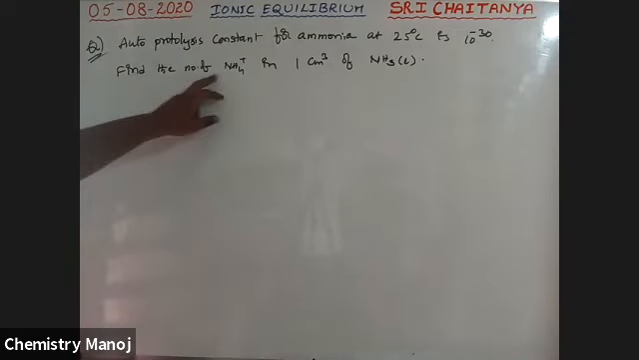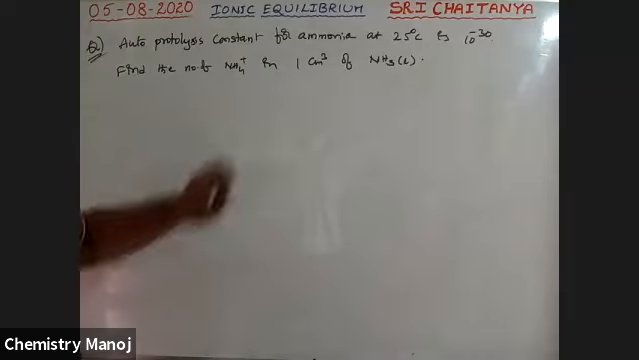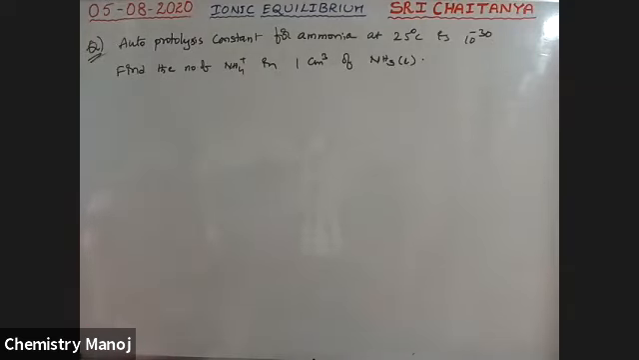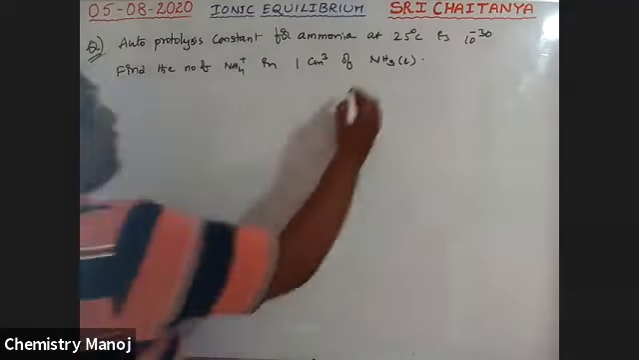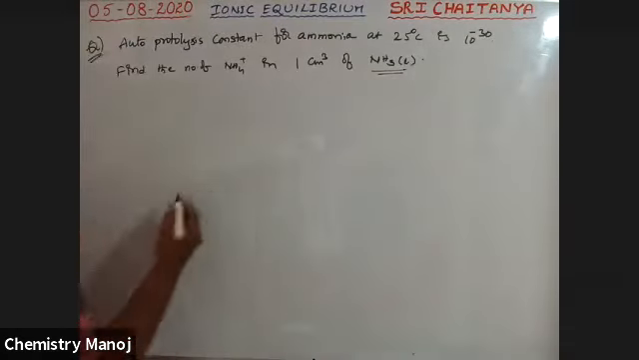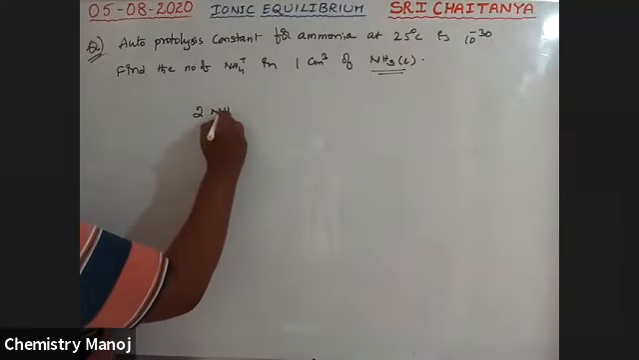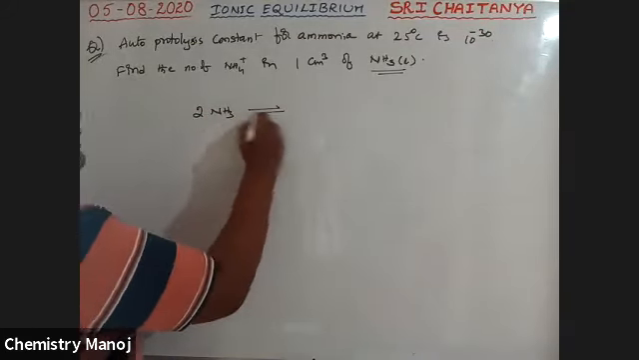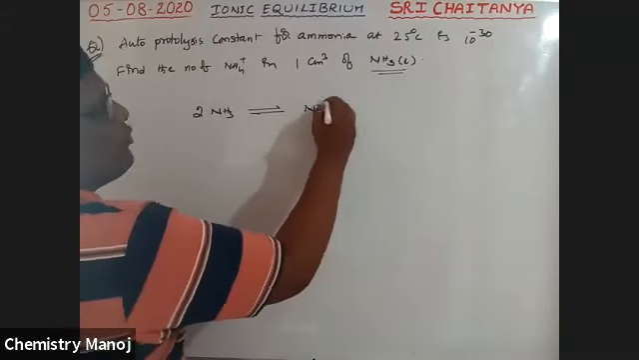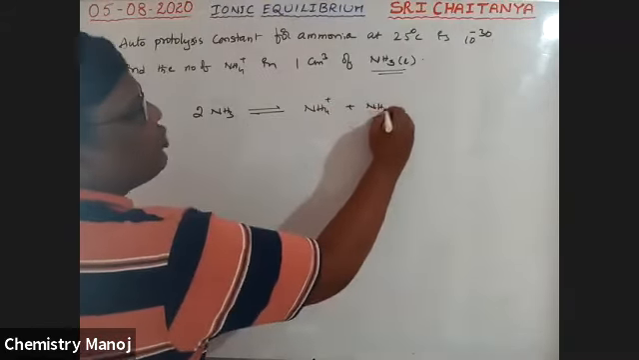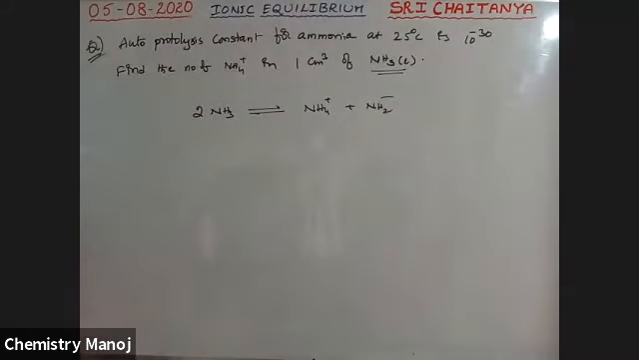You want to find the number of NH4 plus ions. First of all, find the number of moles of the NH4 plus ion. See boys, liquid ammonia is just like water, so I am going to express it as 2 NH3 in reversible equilibrium with NH4 plus ion and NH2 minus ion, just like water.